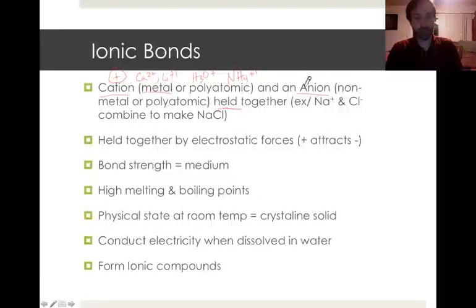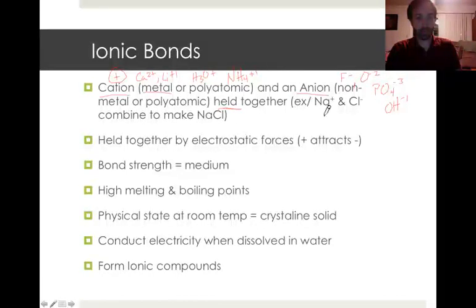Your anion, on the other hand, could be a nonmetal, so it could be something like fluorine, or fluoride because it's an ion, or it could be something like, for instance, oxide, an oxygen ion. Or it could be a polyatomic. We've talked about a few different polyatomics that are negatives. It could be something like phosphate, PO4 minus 3, or something like hydroxide, OH minus 1. Any of these could act as your anion, and any of these could act as your cation. Point is, they're held together.